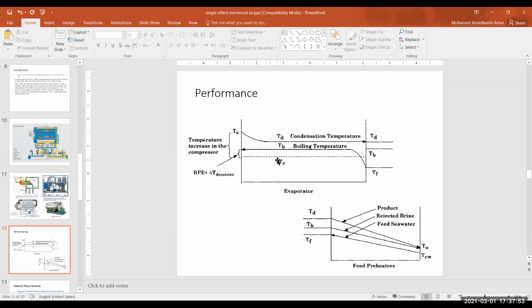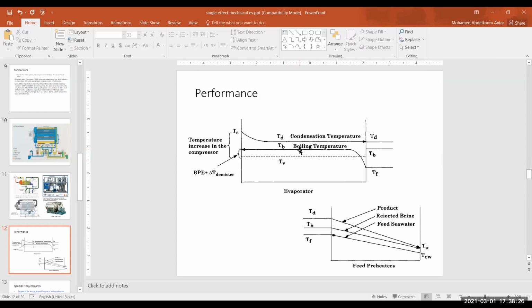And not only the boiling point elevation, but if there is a pressure loss across the demister, it is accompanied by a temperature reduction as well. So there are a couple of reasons why the vapor that leaves the unit is leaving at a lower temperature compared to TB. Part of it is due to the boiling point elevation, and the other part is that as your vapor is leaving through restrictions, there is a little pressure drop which is associated with a temperature drop as well.